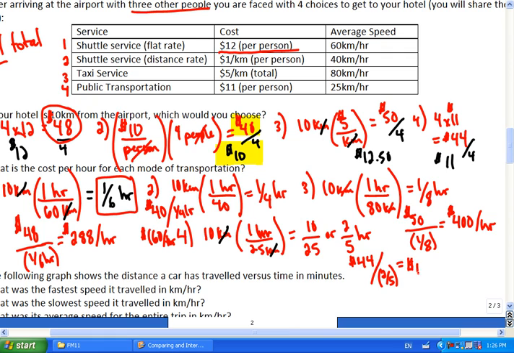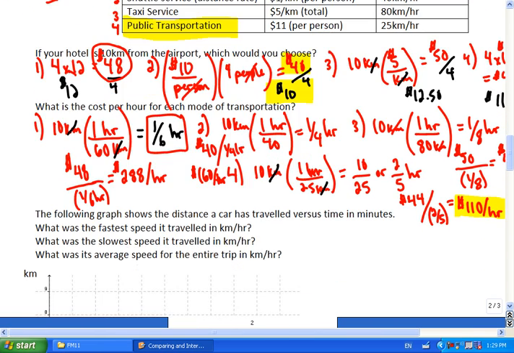So it's $110 per hour. So the bus is the cheapest at $110 an hour. You don't like graphs?